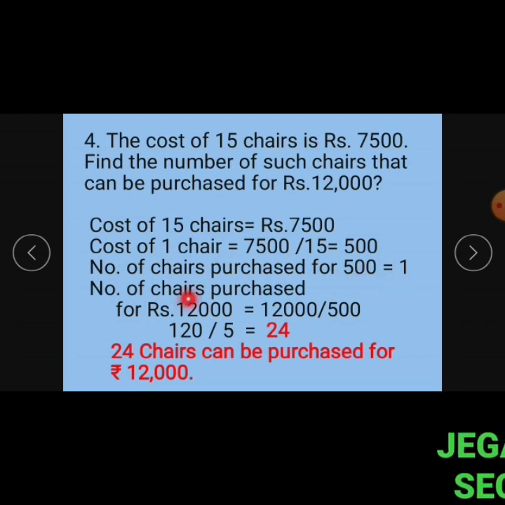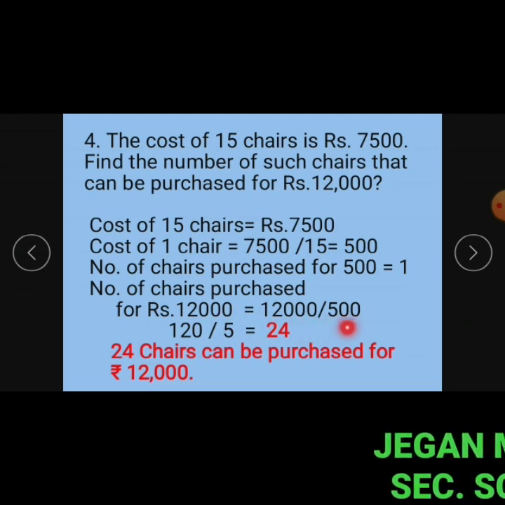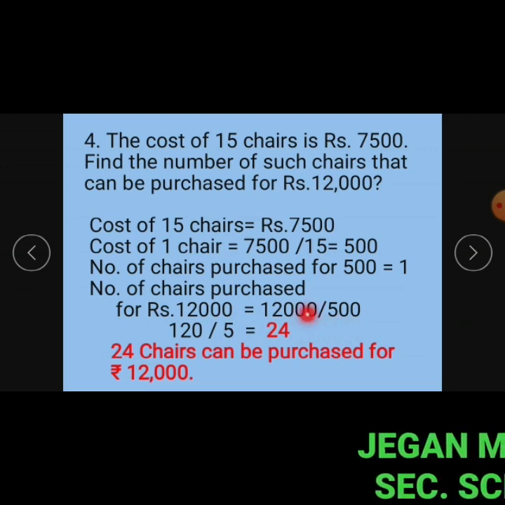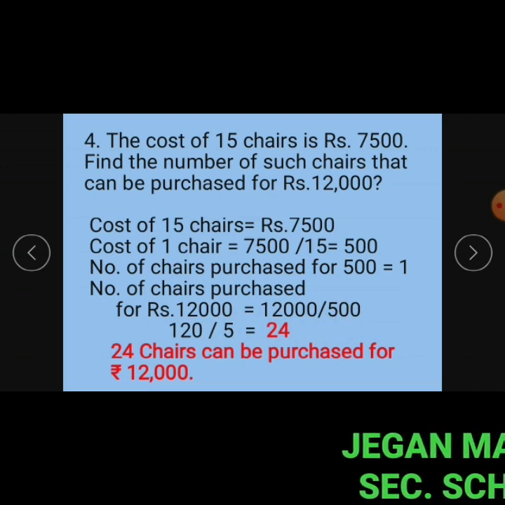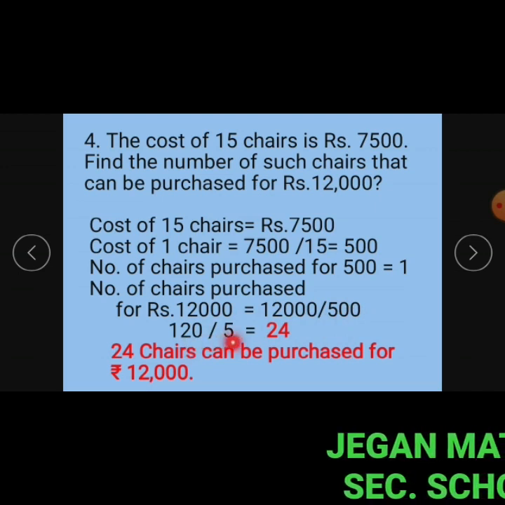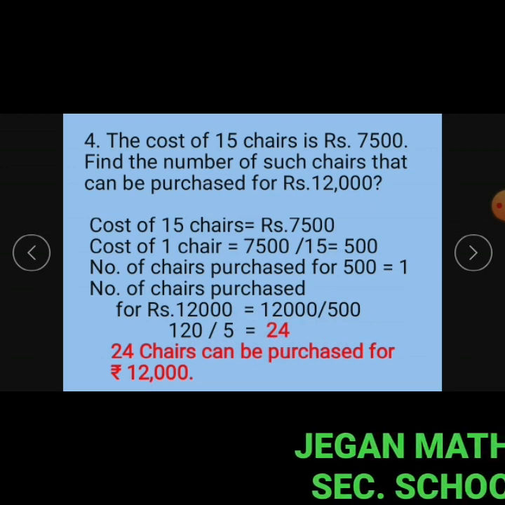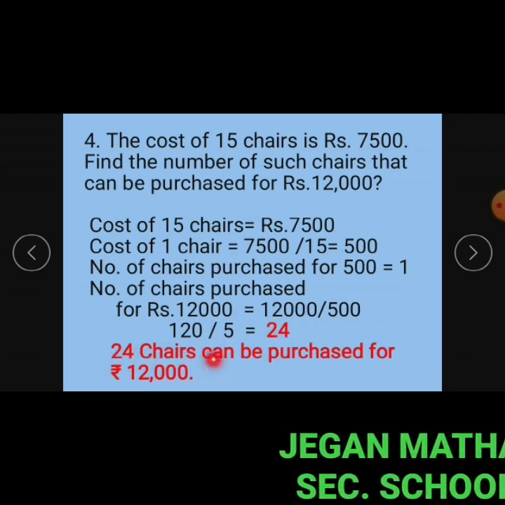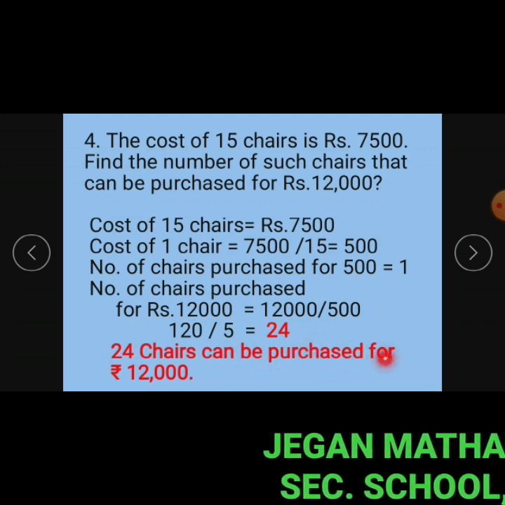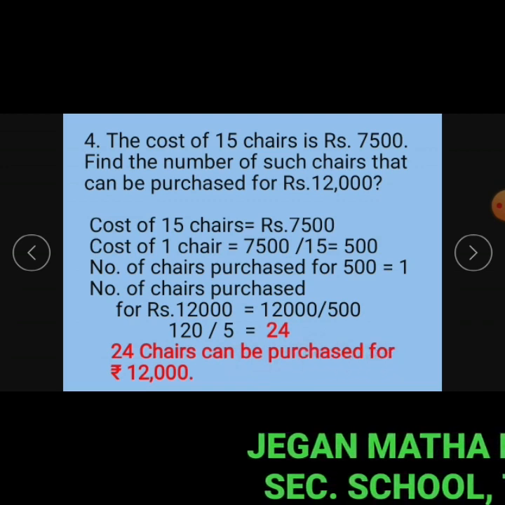Therefore, number of chairs purchased for rupees 12,000 equal to 12,000 by 500. Here two zeros get cancelled. So 120 divided by 5 equal to 24. So 24 chairs can be purchased for rupees 12,000.